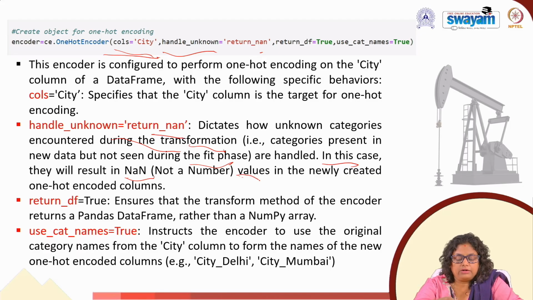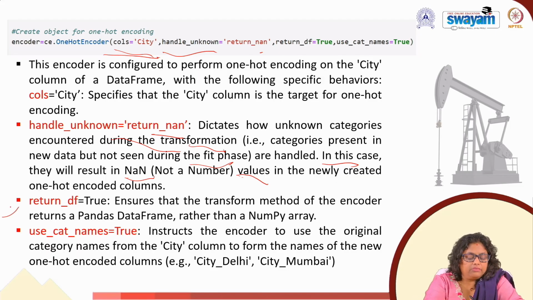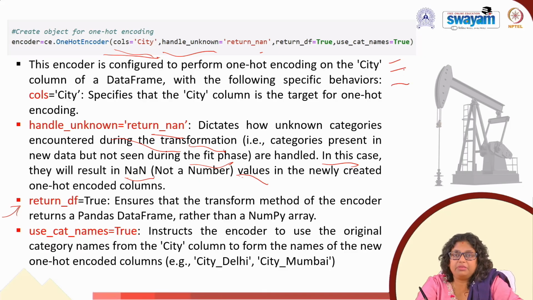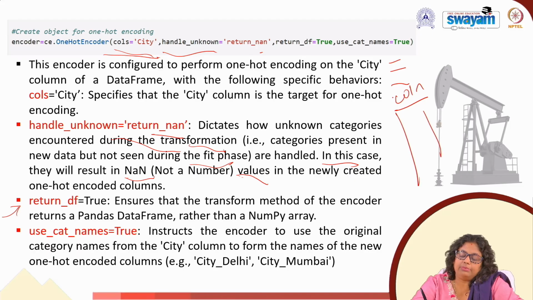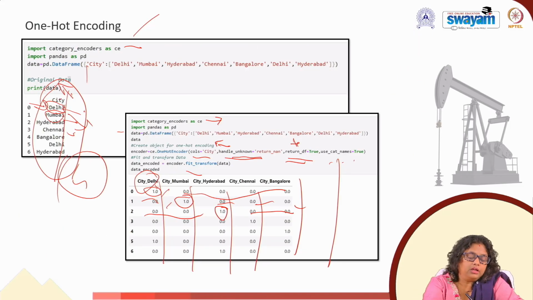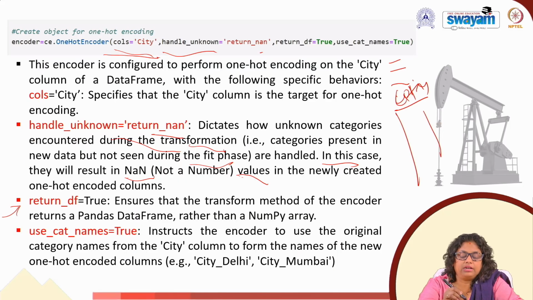Those values appear in the newly created one hot encoded column. Wherever there may be missing data, I am doing the encoding for the particular column, the city column. In my example all the values are there and no values are missing, but there could be chances when I have an attribute which is blank, with no values present. In that case it would be replaced with NaN. Then, return df true.